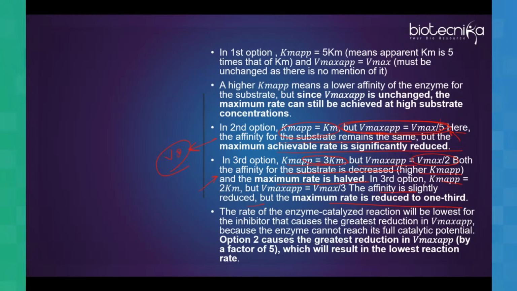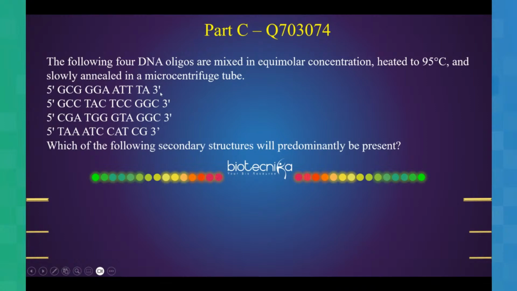The rate of enzyme catalyzed reaction in the fourth option will be lowest for the inhibitor that causes the greatest reduction in Vmax app, because the enzyme cannot reach its full catalytic potential. So option 2 causes the greatest reduction in Vmax, by a factor of 5, which will result in the lowest reaction rate.